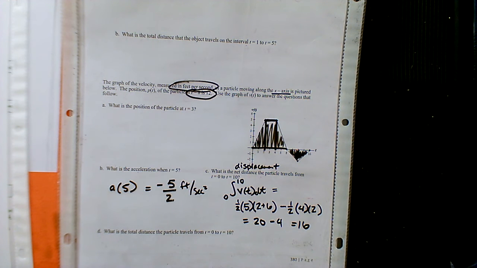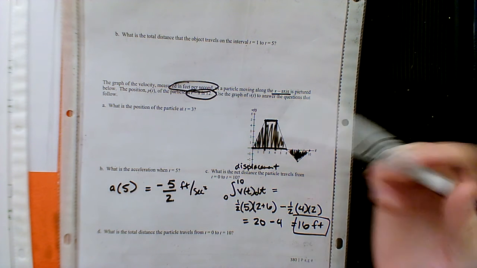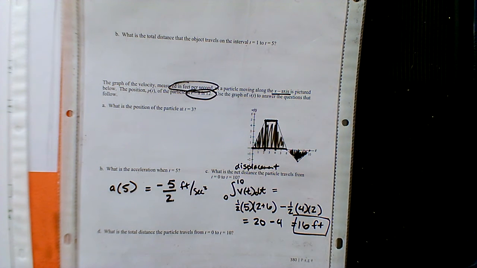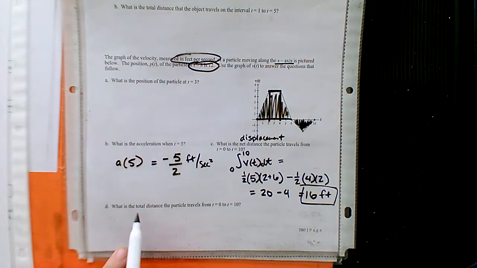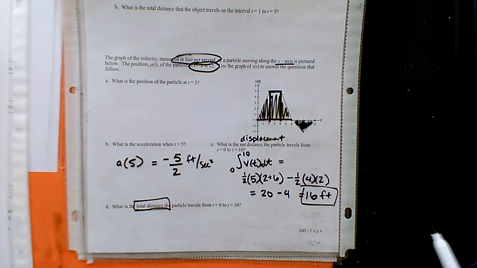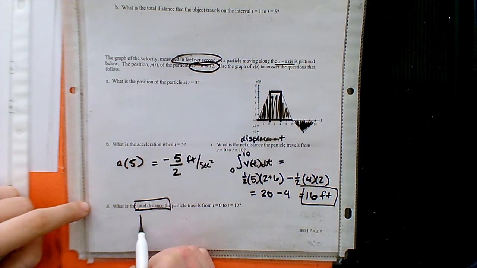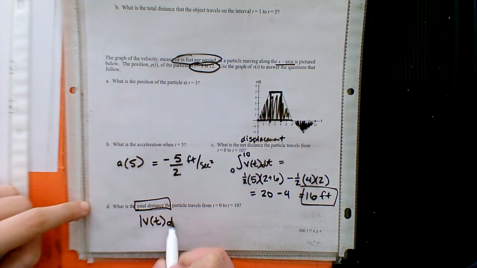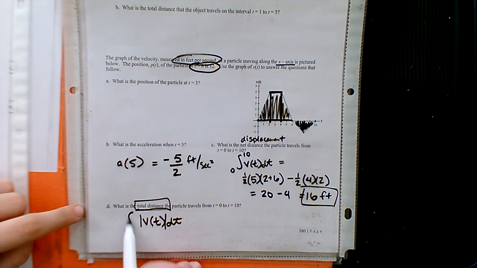Can we throw in units? Feet, okay. So when we look at the beginning point and the ending point, at time 0 and time 10, we traveled 16 feet, just beginning to end. D, on the other hand, is asking us something different, total distance. So in this case, the direction we travel really does not matter. Can we set up perhaps another integral that represents total distance? Absolute value. Okay, we don't care if velocity is negative somewhere.